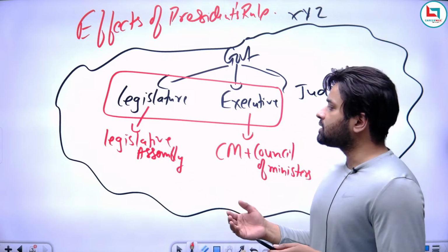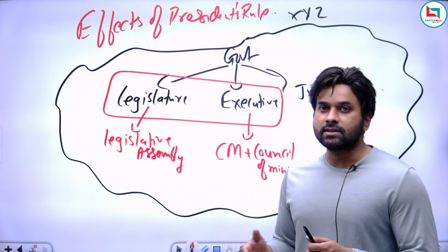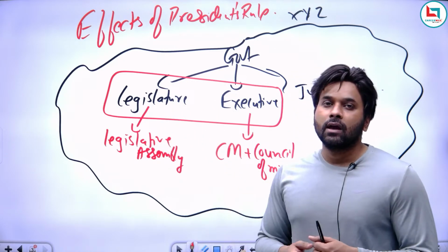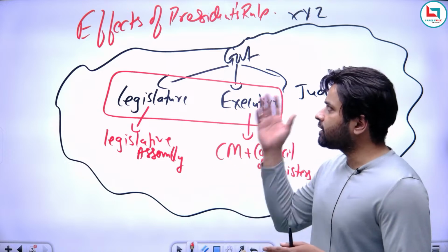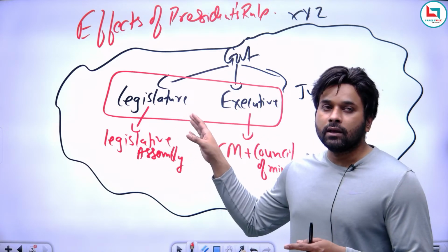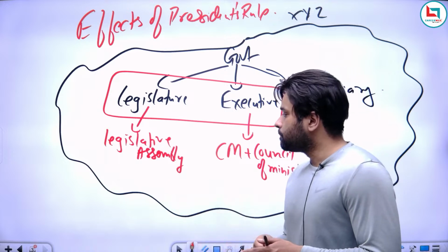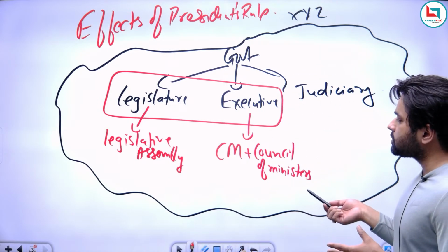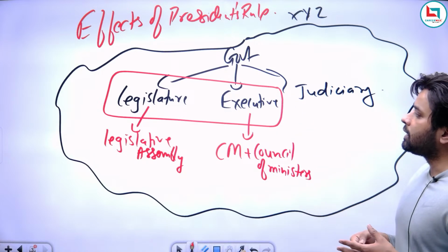So the legislature consists of the legislative assembly in most of the states. We are not going to discuss the governor, though the governor is also part of the legislature. Remember, right now we are concerned about the effect of president's rule. So we are not going to discuss who all comes in the legislature. Now remember, a chief minister and council of ministers form part of the executive.